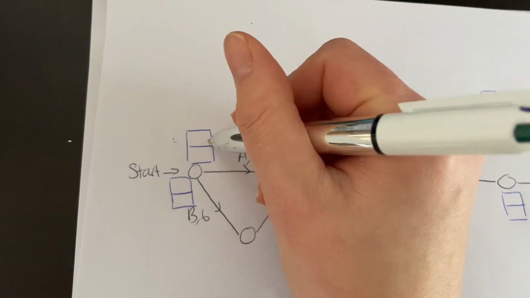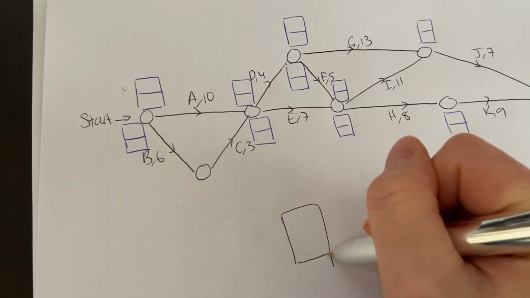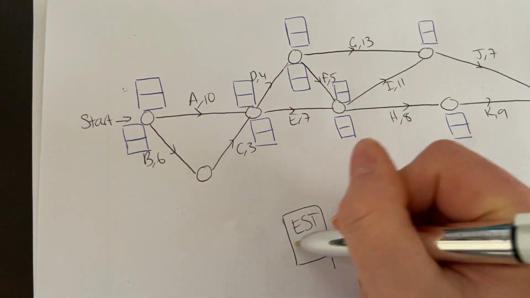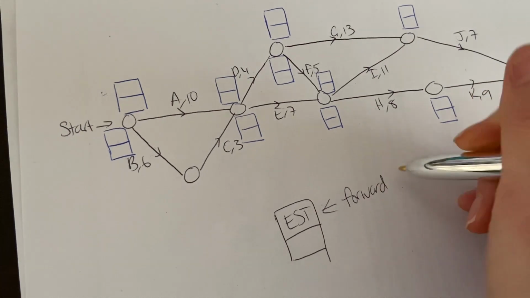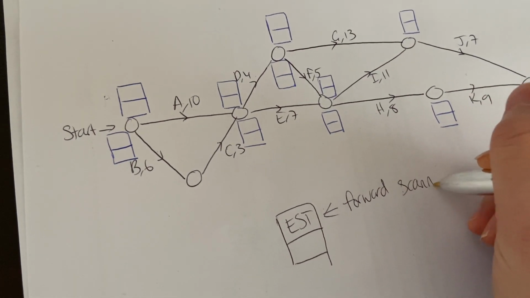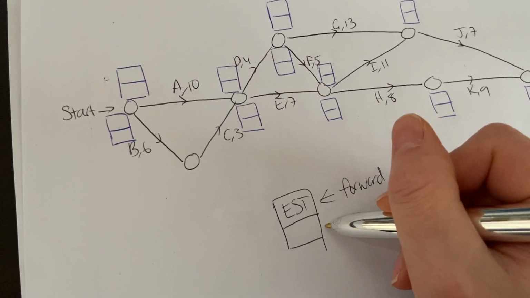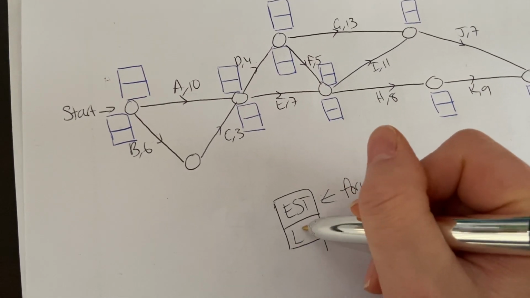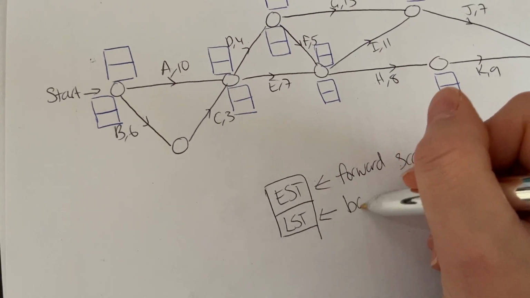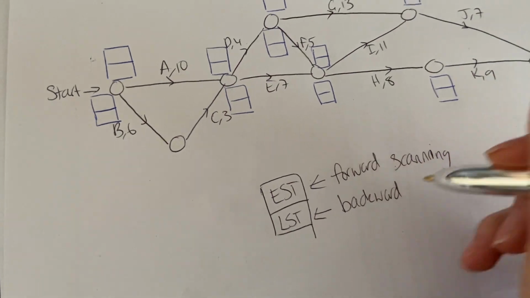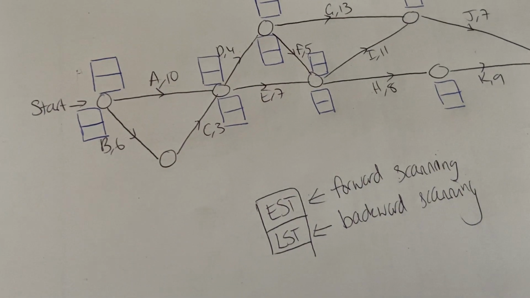At the start, all of the top boxes are the earliest start time. So you find that with forward scanning. I feel like some people kept doing the wrong part of the box. This bit here is the latest start time, so the latest time that activity can start. You do this with backward scanning. Okay, so please remember that.